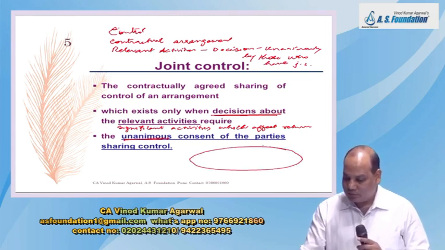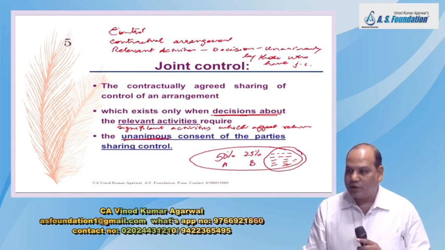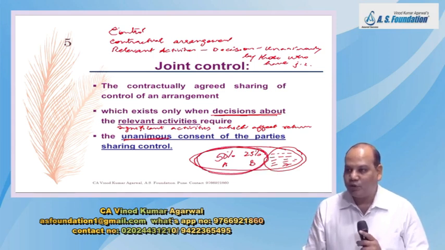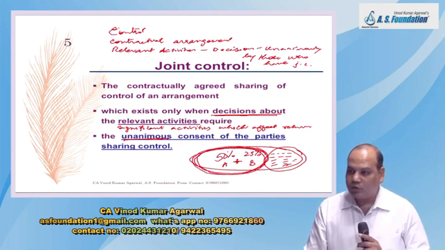Now in this company, there are 10,000 investors. 50% of the shares are with A, 25% with B, and the rest of the shares are with thousands of people. So in this case, I don't require the consent of these other people. The agreement says any decision will be taken only if 75% of votes are in favor of that resolution, which means these two must act unanimously. Only then will the decision go ahead. So even this arrangement is a joint control arrangement.